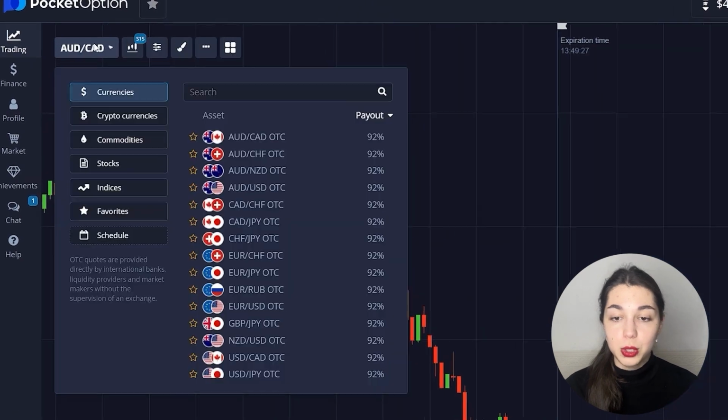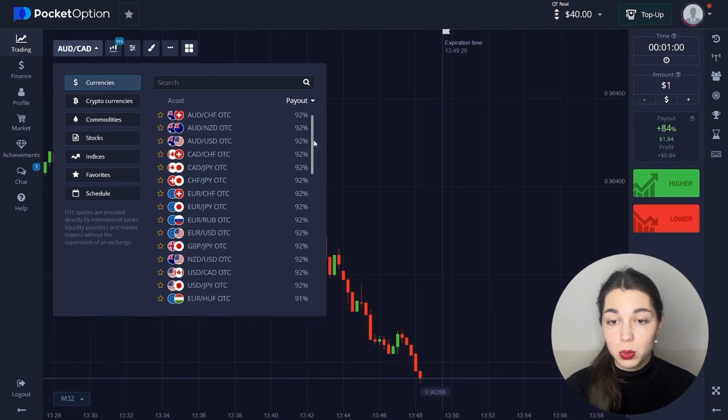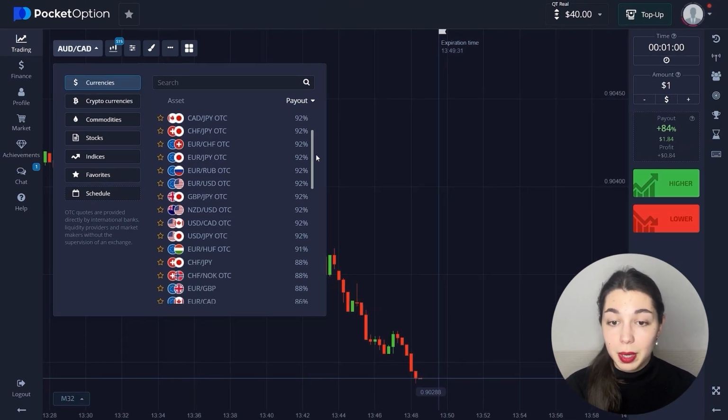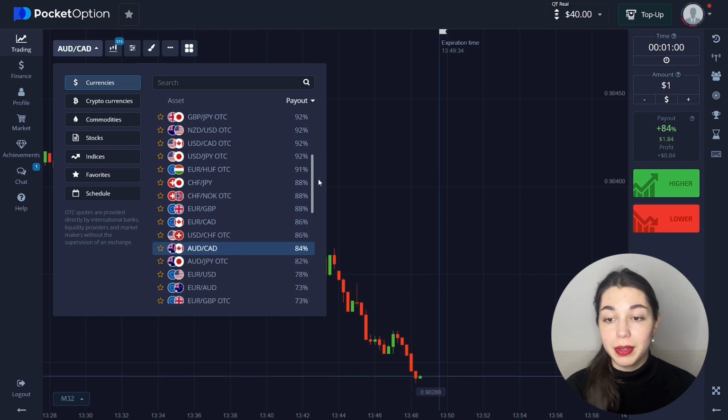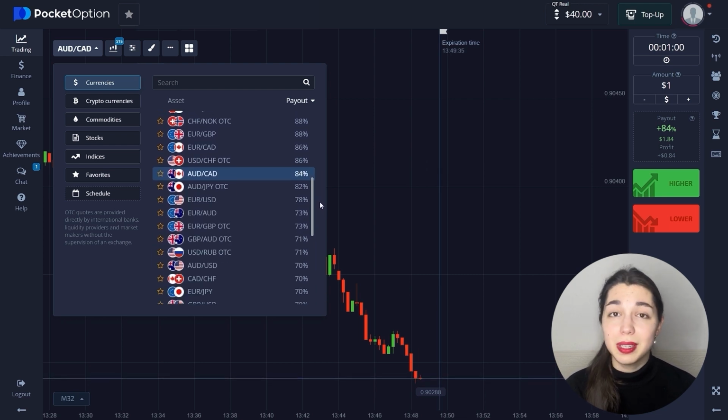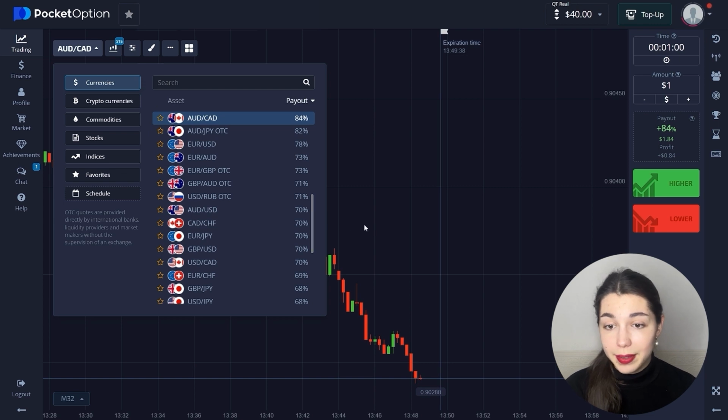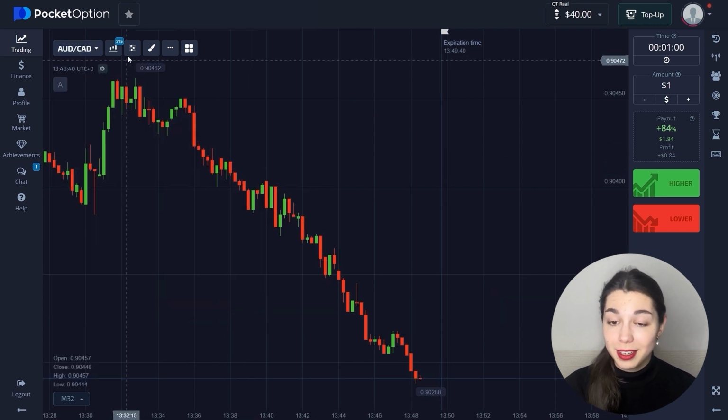So let's start with choosing a currency pair. Pocket Option allows you to work with more than 20 charts, but among the available pairs I decided to focus on the AUDCAD pair because the chart shows stability today. So now let's add the indicators and start trading.